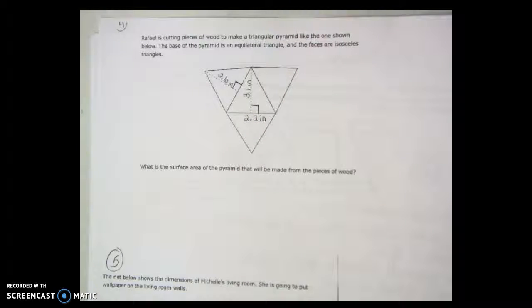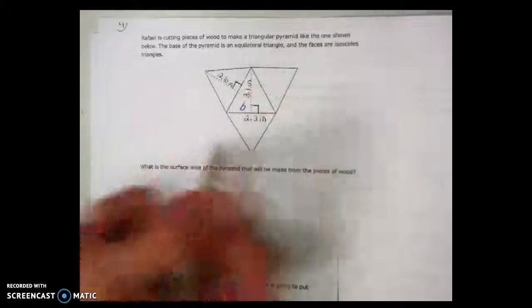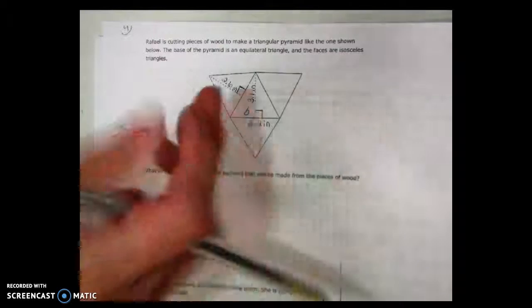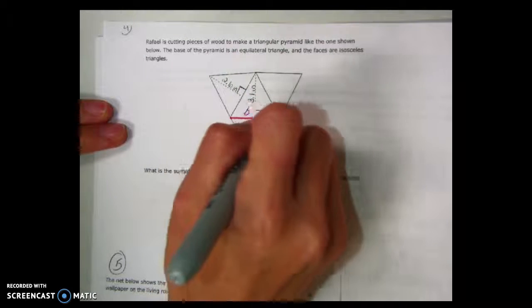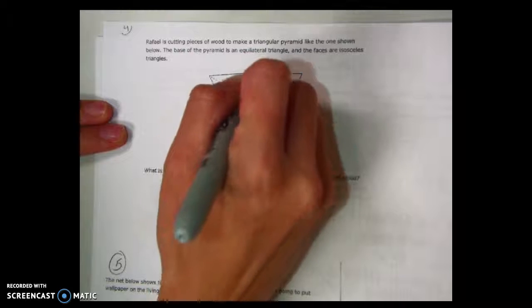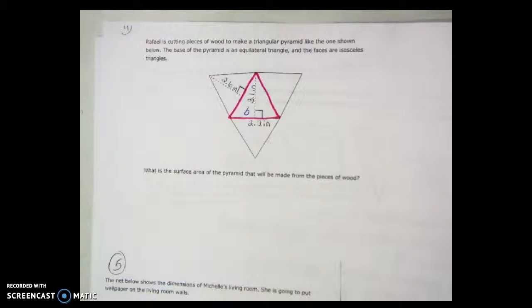All right, number 4, Raphael is cutting pieces of wood to make a triangular pyramid like the one shown below. The base of the pyramid, which is going to be this here in the center because these other triangles are all going to fold up to make a point, the base is an equilateral triangle. Equilateral, that's going to mean that all 3 sides of the triangle are equal. So this one, and this one are all going to be equal.